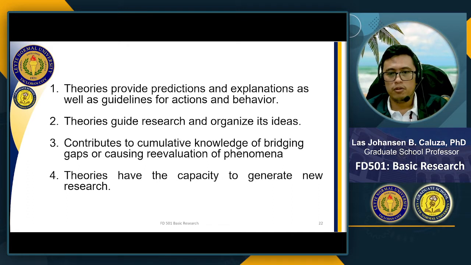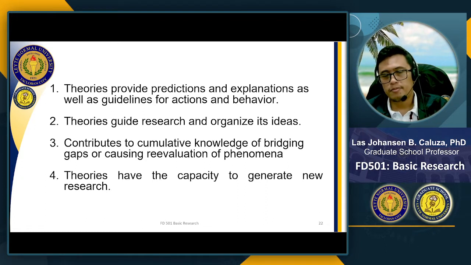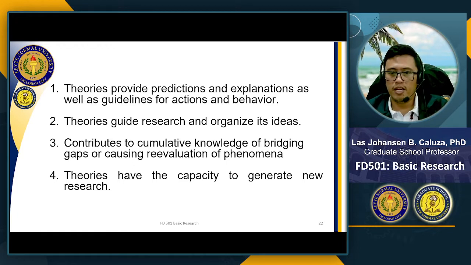Alright, so the role of theory in research. Theories actually provide predictions and explanations, as well as guidelines for actions and behaviors. Theories provide the underlying logic of the occurrence of natural or social phenomena by explaining what are the key drivers and key outcomes of the target phenomenon, and why and what underlying processes are responsible for driving that phenomenon.